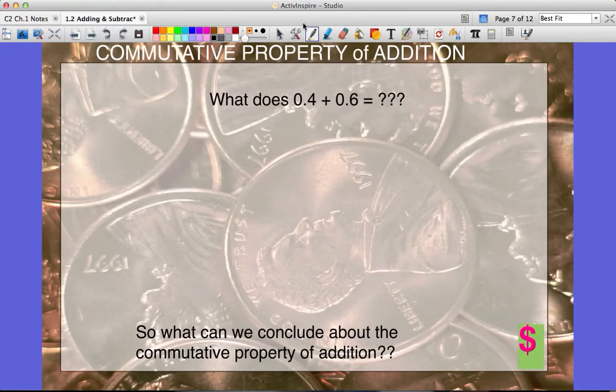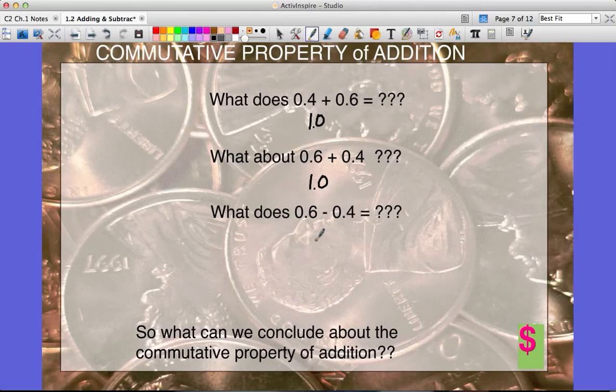The commutative property of addition. So what does 4/10 plus 6/10 equal? Well, 6 and 4, we know that gives us 10. Carry the 1, gives us 1. Now, what about 6/10 plus 4/10? Well, again, it's 4 plus 6, which gives us 10. Carry the 1, it gives us 1.